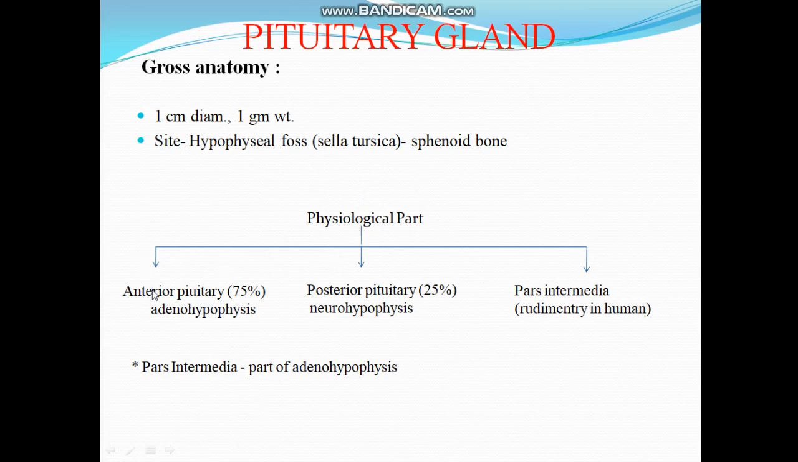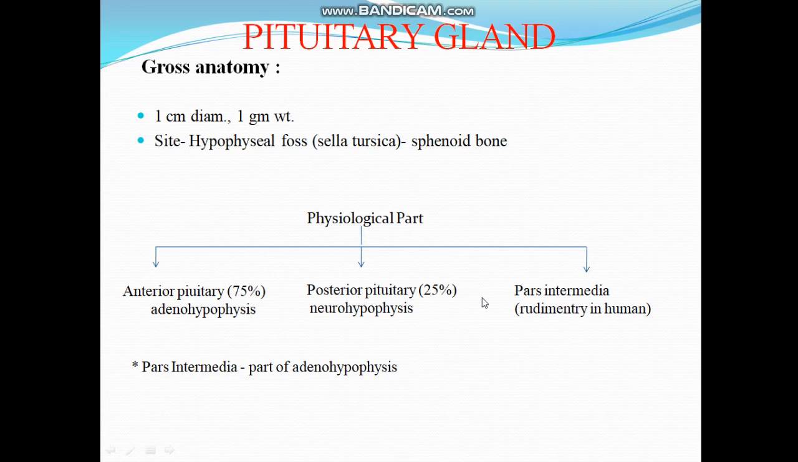If we see it physiologically, then the pituitary gland has three parts. One is called the anterior pituitary gland, which makes up around 75% of the total mass of the pituitary gland, and it is also called the adenohypophysis. The second part, the posterior pituitary gland, makes up around 25% of the total mass, and it is also called the neurohypophysis.